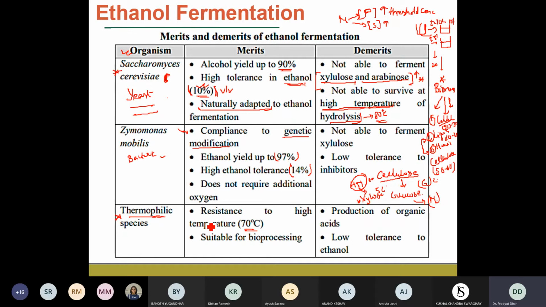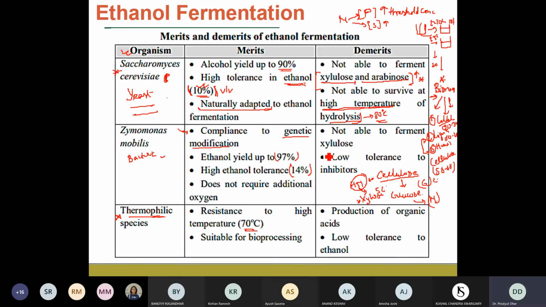So what will happen if we have microorganisms which are resistant to this high temperature? Then the combined hydrolysis as well as the fermentation of this type of biomass can be carried out together. So that is why we would like to have microbial species which can grow at a very high temperature.